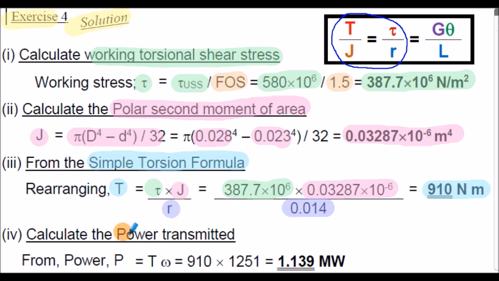Finally, the power transmitted P is equal to the torque multiplied by the angular velocity omega from our previous slide. The torque is calculated above, 910 Newton meters. The angular velocity calculated on the previous slide. That evaluates to a power of 1.139 megawatts. That's just 3 decimal places.